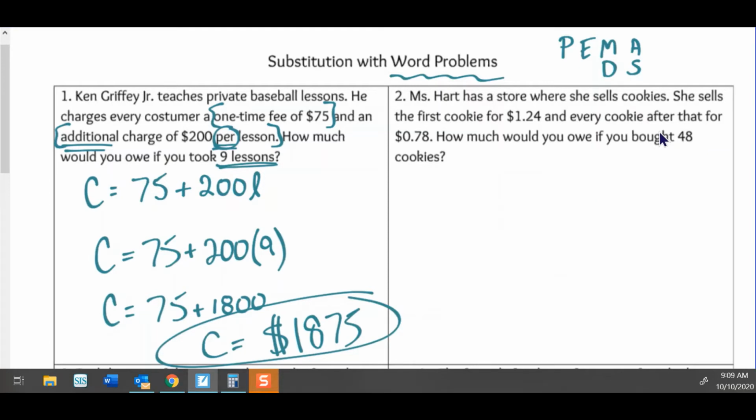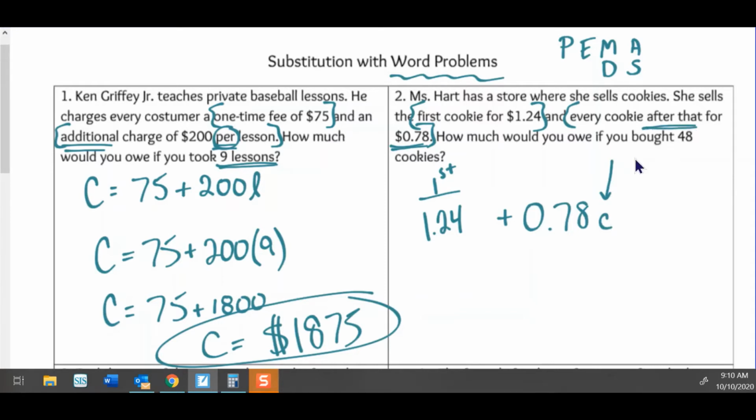On number 2, Miss Hart has a store where she sells cookies. She sells the first cookie for $1.24, and every cookie after that for 78 cents. So our first cookie is $1.24 plus all the other cookies will be 78 cents each. So plus, I'm going to label that as 0.78 times C, where this is the number of cookies after the first one.